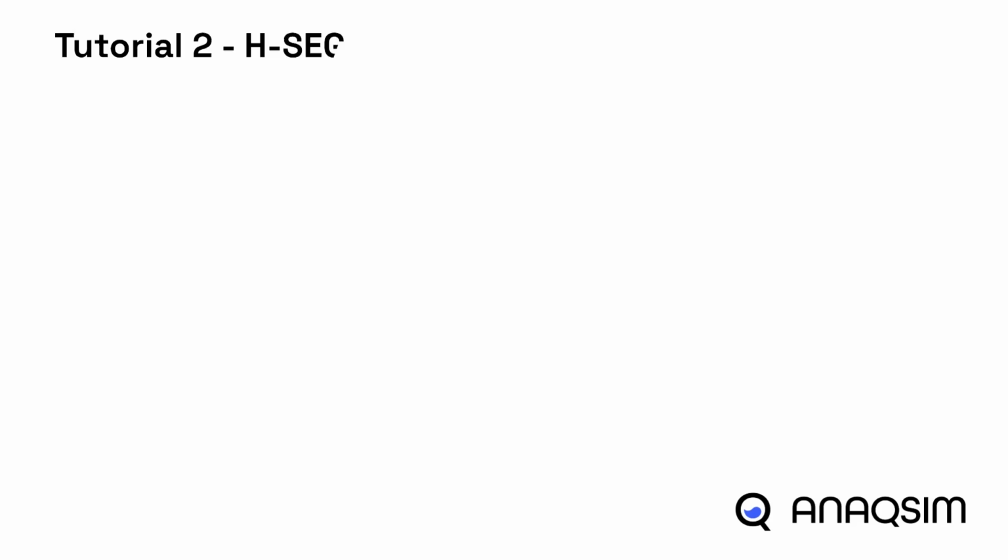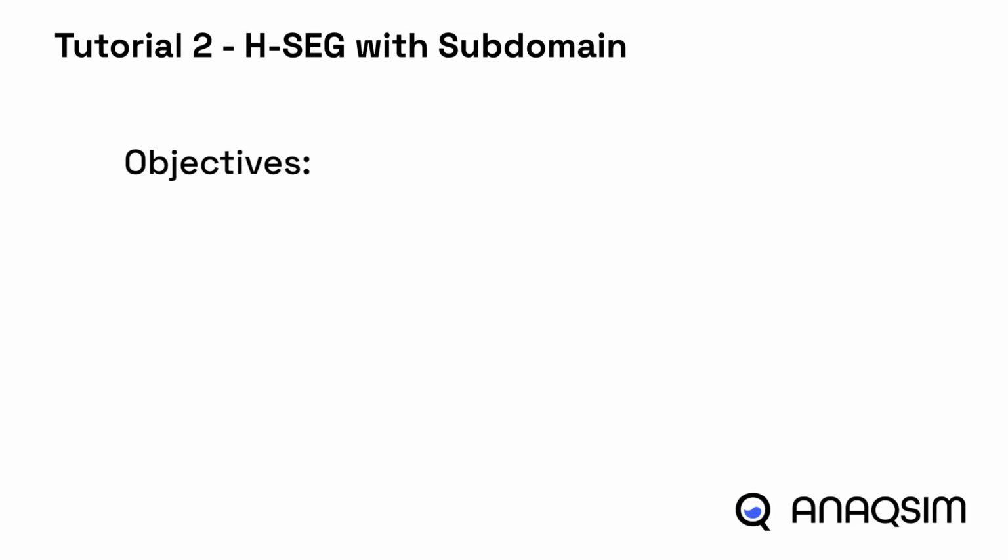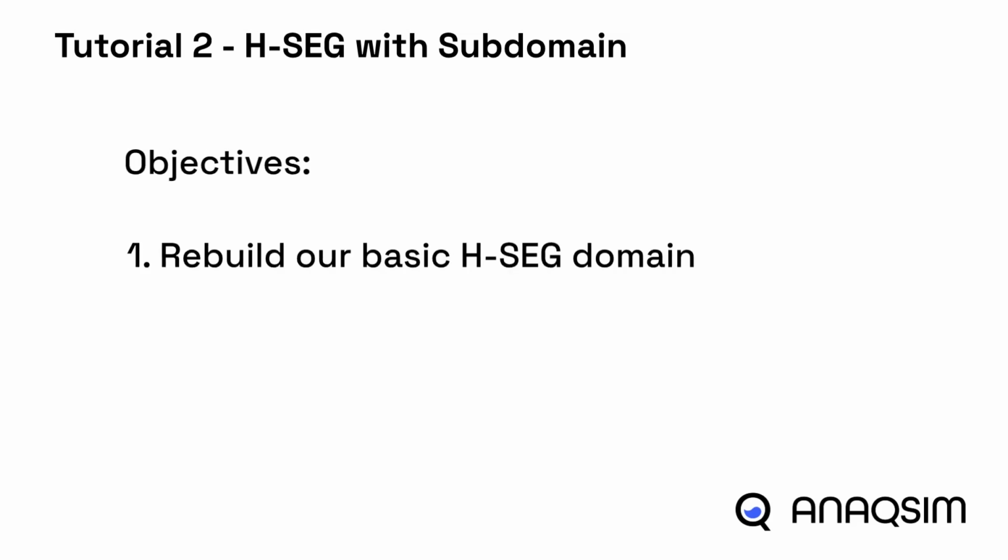Welcome back. This is the second Anaqsim tutorial, and we're building on what we covered in the first video. We'll start by rebuilding our initial model using the HSEG boundary generator. Repeating these steps will take a little longer, but it'll help reinforce the model building process from the last tutorial. Then, we'll take it a step further by adding a subdomain.